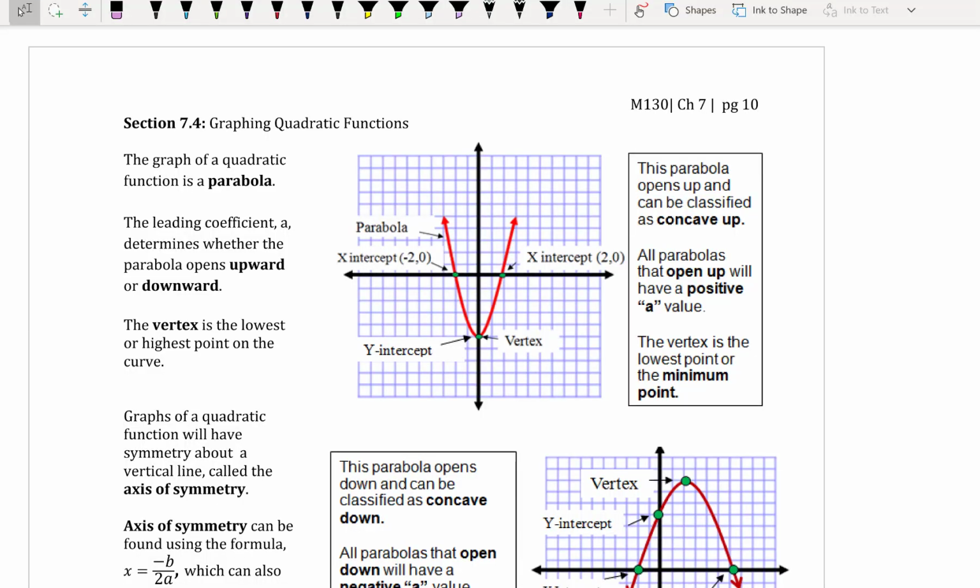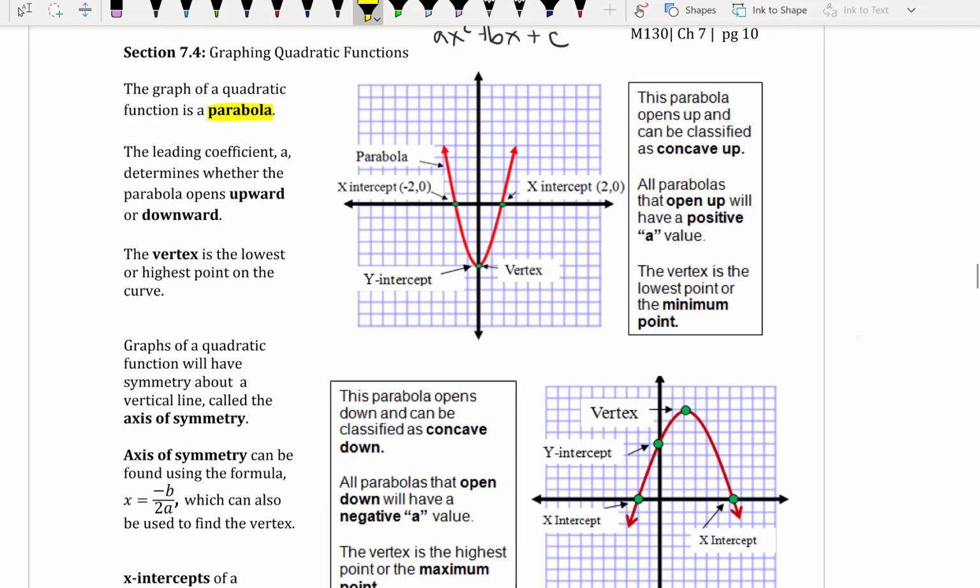Hello Math 130 students, we will pick up on page 10, section 7.4, graphing quadratic functions. So we already know that the general equation of a quadratic function is of the form ax squared plus bx plus c. The other thing that we know is that it looks like a parabola.